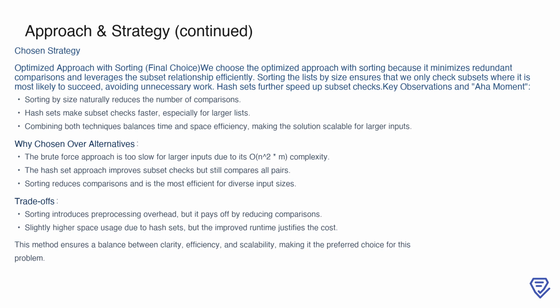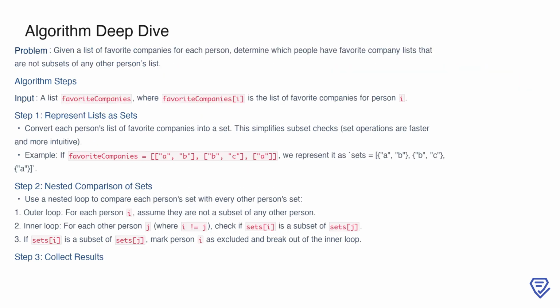Although sorting introduces pre-processing overhead and hash sets require additional space, these trade-offs are justified by the improved runtime performance and scalability. This combination of techniques ensures that the solution is both practical and efficient, even for larger datasets, making it the preferred approach for this problem. To solve this problem, we start by converting each person's list of favorite companies into a set. This is because working with sets allows us to easily and efficiently perform subset checks. For example, if the input favorite companies is [A, B], [B, C], [A], we transform it into a list of sets.